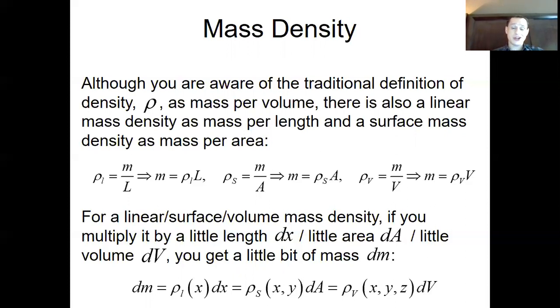A lot of times you're going to be using the last one, volume density, like good old chemistry. Sometimes, though, if you're just doing things over a line, you use the first one, linear density. There's not many things in this section where there's a surface density, but that would come up in Calc 3 and things like that, so something to be aware of.